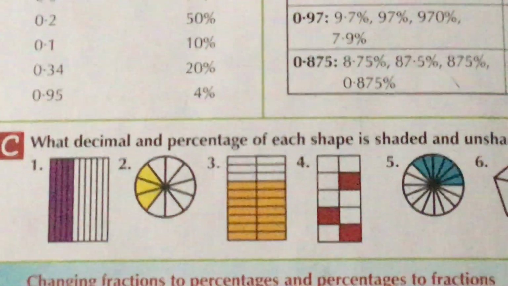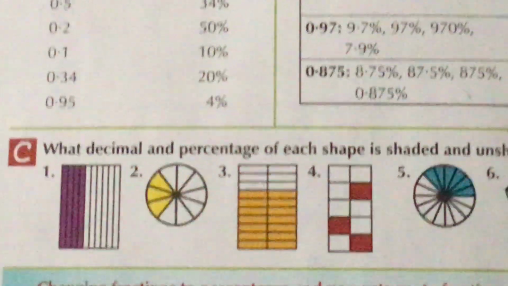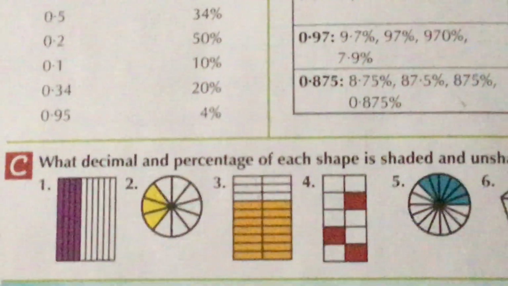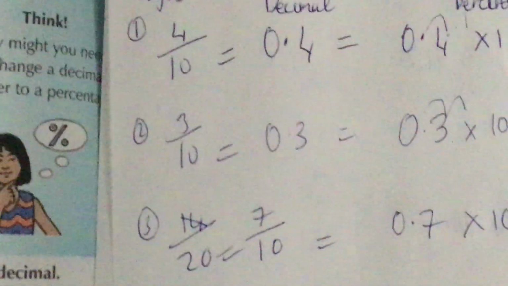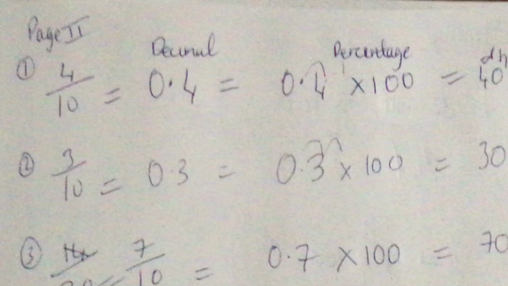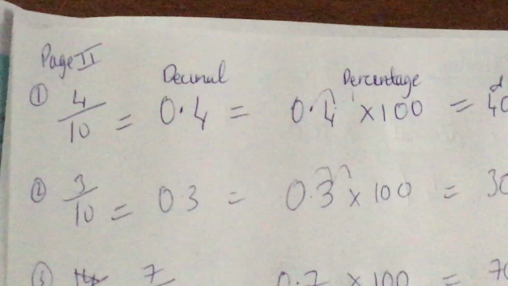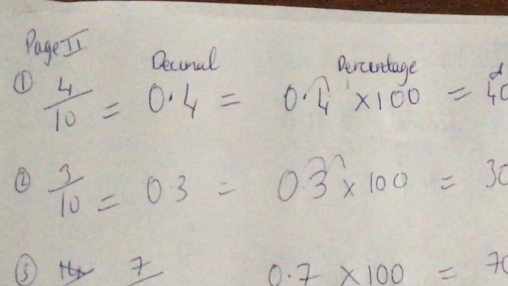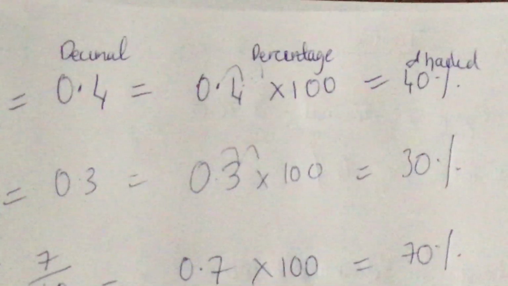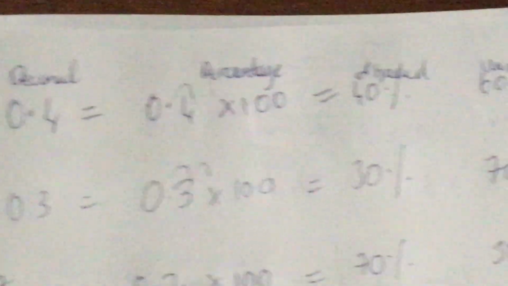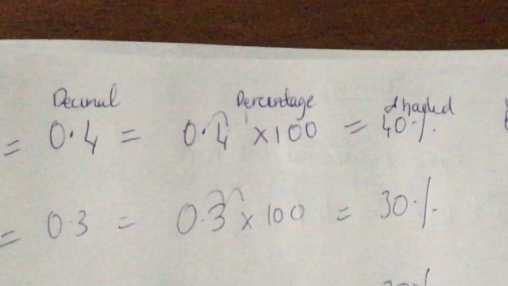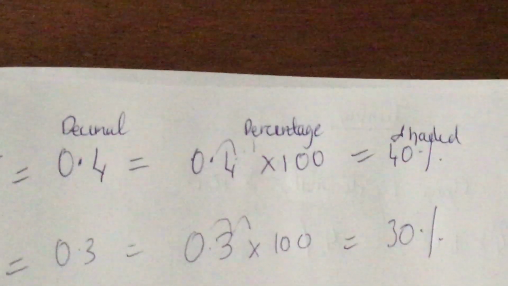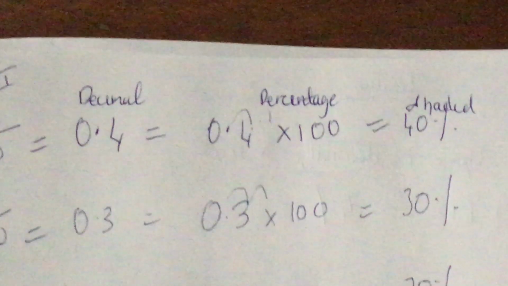So the first one has 10 equal parts. I count them up, the strip's 10. And there's 4 shaded, so that's 4 out of 10. And 4 out of 10 as a decimal is 0.4. And to change that to a percentage, you multiply by 100, so you jump 2 places to the right and it's 40%. So 40% is shaded, and take 40% away from 100%, because 100% is the total. If you have 40%, you've got 40 out of 100, which means the piece left over is 60 out of 100, which is 60%.